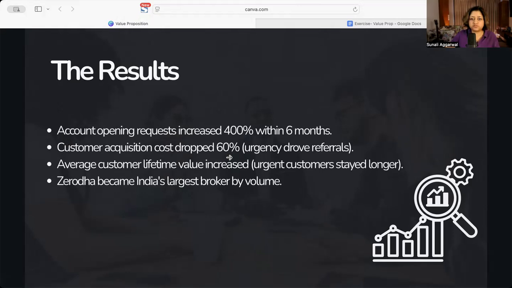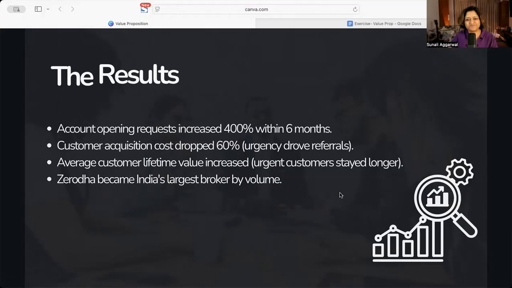Customer acquisition cost dropped, which is the biggest cost in marketing. Average customer lifetime value increased. Zerodha became India's largest broker by volume.